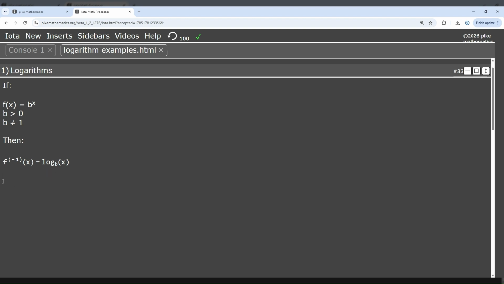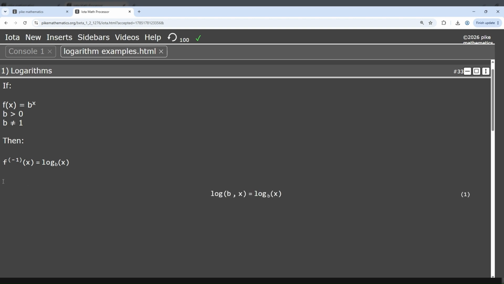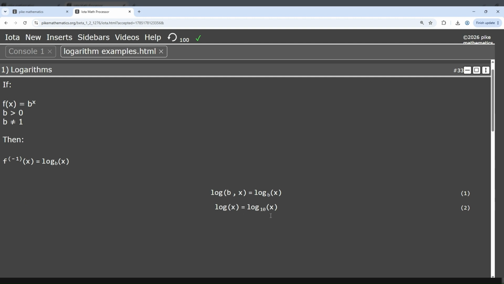Now logarithms are quite easy to work with in Iota. If you want to do a logarithmic function, this is all you have to do. You type log, parentheses, and now you have to tell what the base is. Symbolically, we'll say that's b, and then you have to tell what the variable is, x. And there you go. That's how you work with logarithms in Iota. If you did not tell the system what the base is, if you just typed, say, log of x, that's fine. You can do that. What the system does is it just automatically assumes that the base is 10.